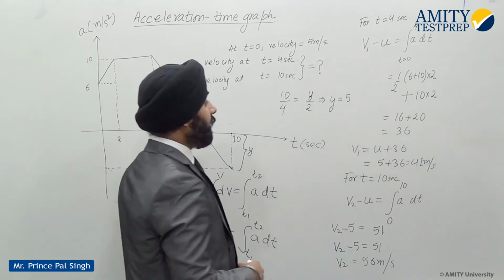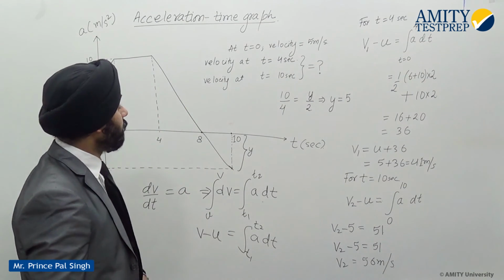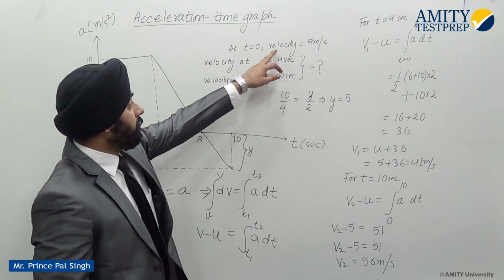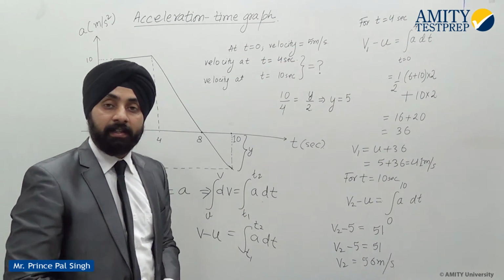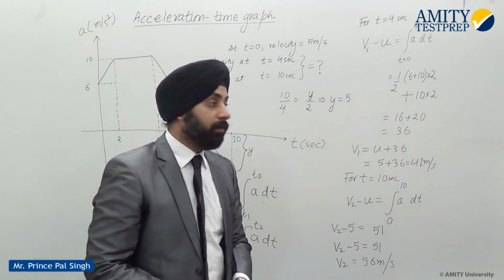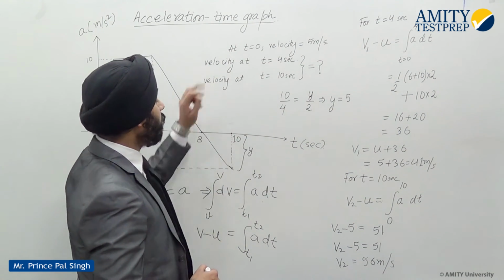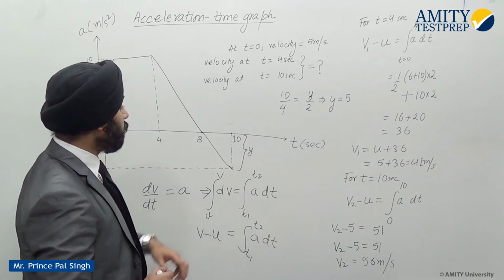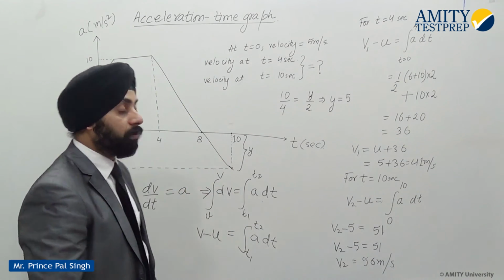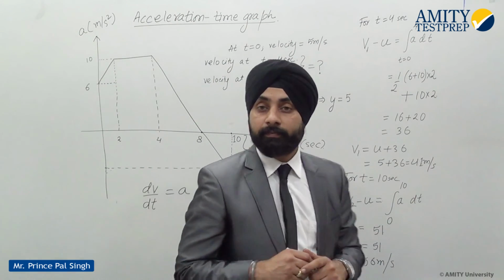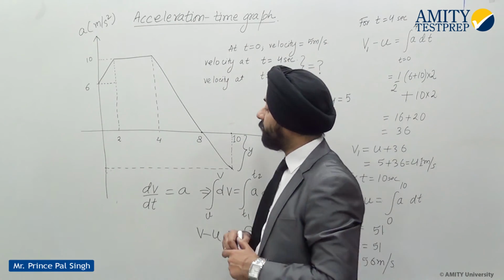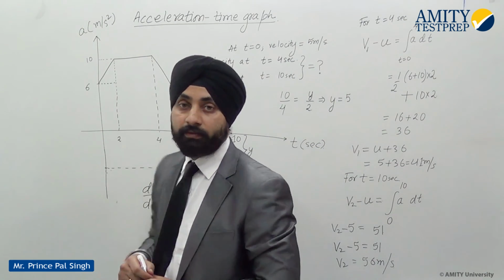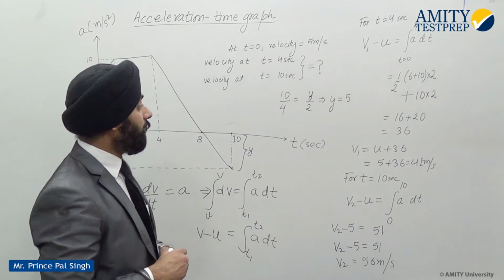Over here we have a numerical. At t equal to 0, it is given that the velocity is 5 meters per second. That is, the initial velocity is 5 meters per second. We have to find out the velocity at t equal to 4 seconds, and also the velocity at t equal to 10 seconds. We have to find this velocity with the help of the AT graph for the particle. So let's see how to find it out.